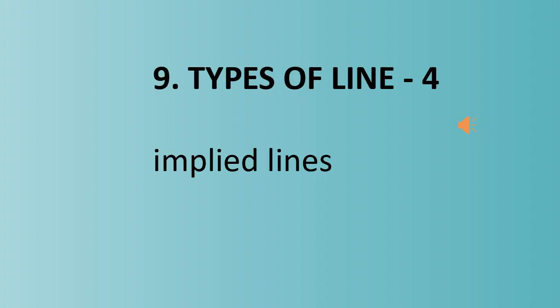The next type of line I'd like to look at is the implied line. That is the line that really isn't there at all, but where our imagination creates it from clues that have been given in the drawing.